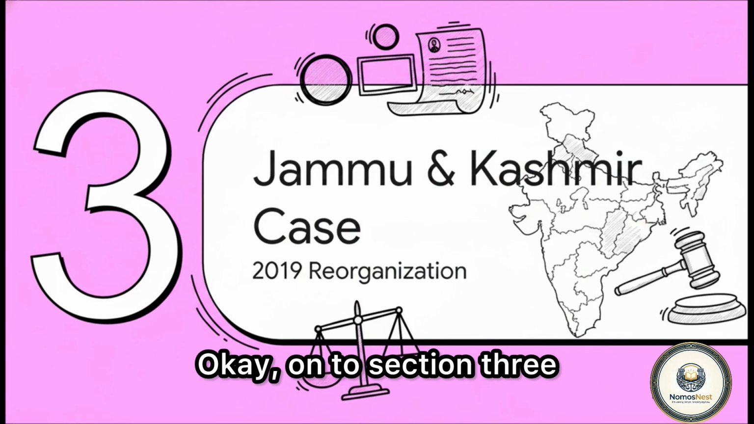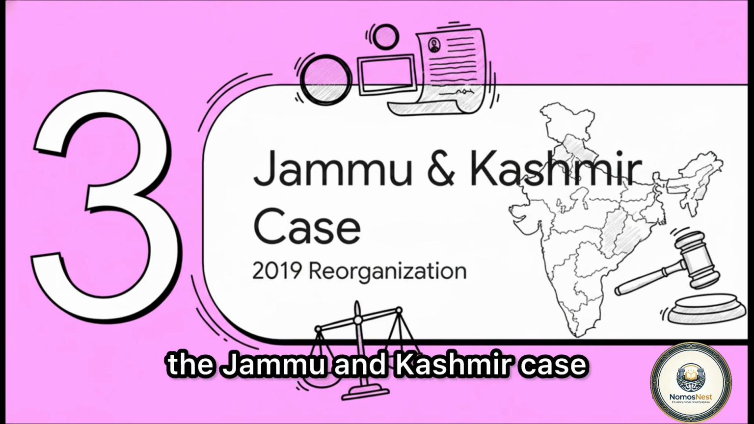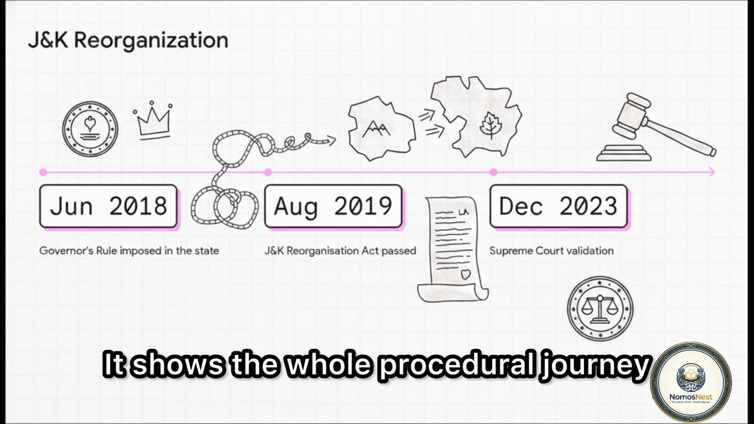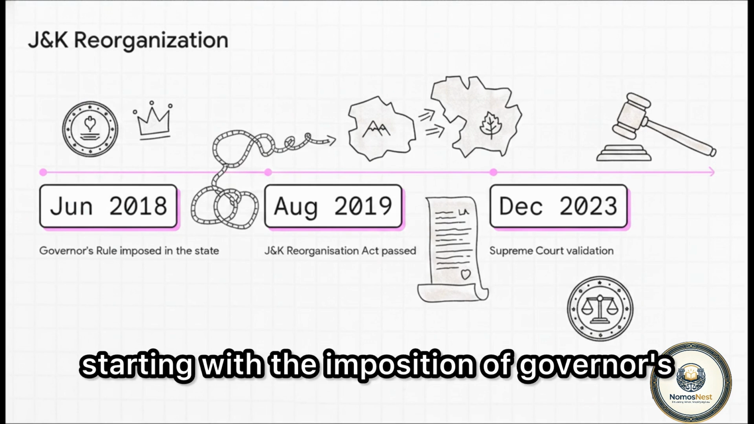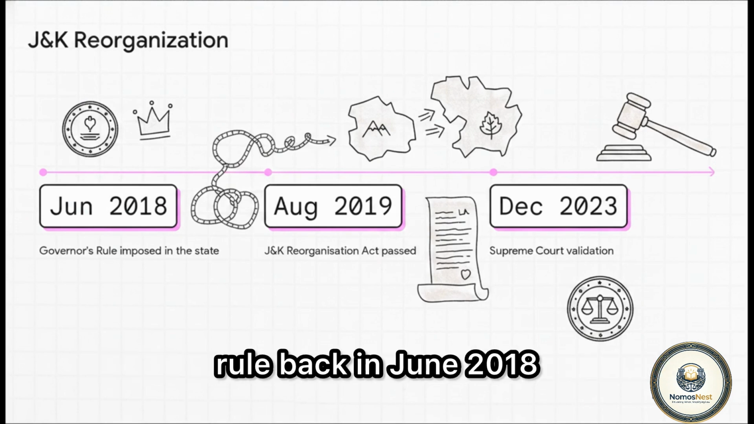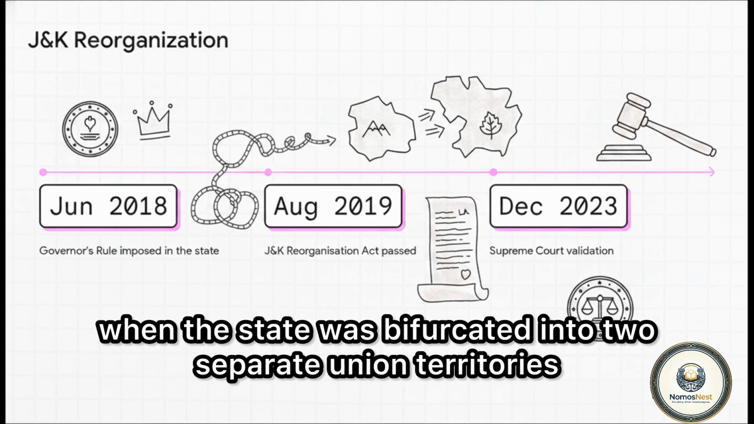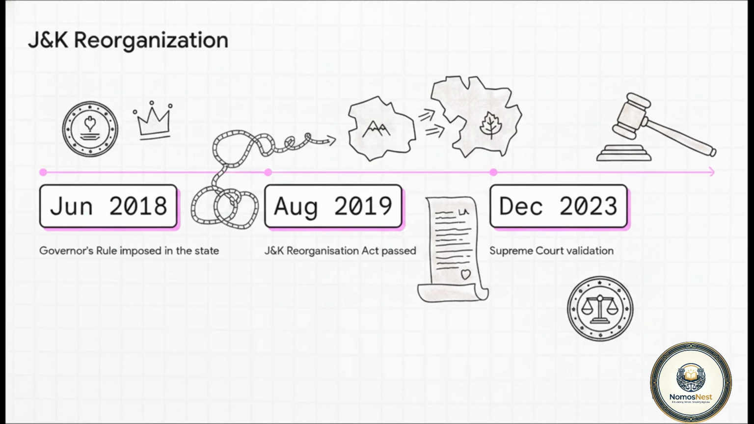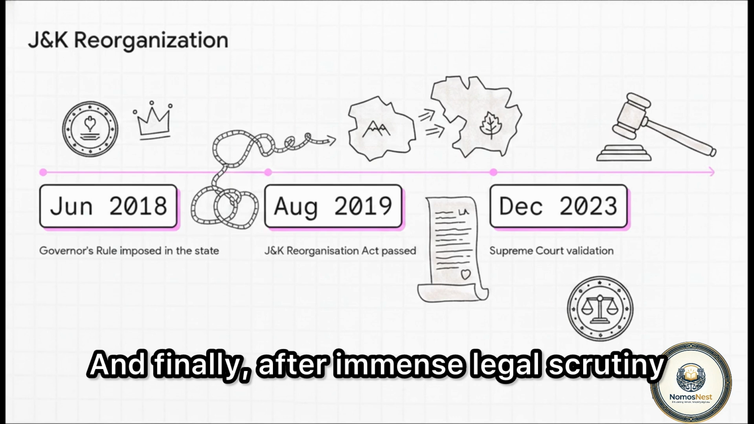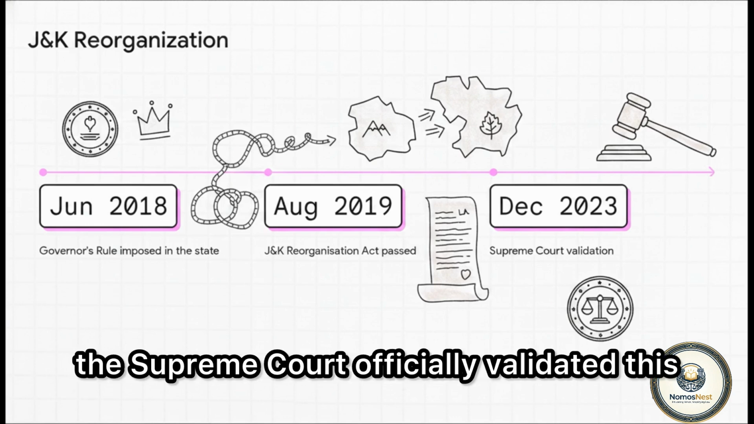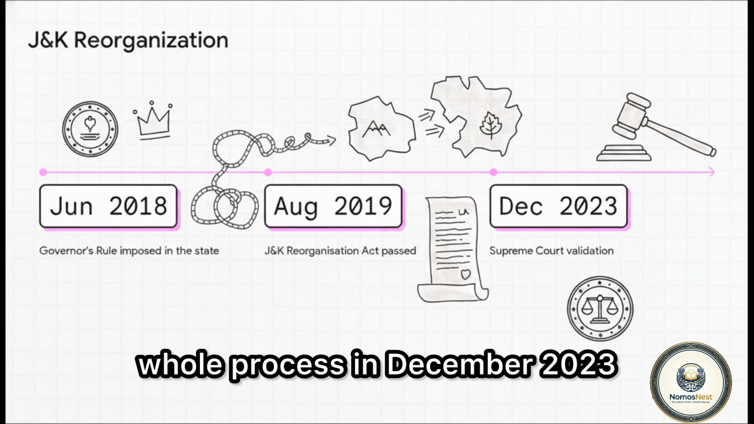Okay, on to Section 3, the Jammu and Kashmir case. Let's untangle the timeline here. It shows the whole procedural journey, starting with the imposition of governor's rule back in June 2018. Then, the monumental shift in August 2019 when the state was bifurcated into two separate union territories, Ladakh and Jammu and Kashmir, through the Reorganization Act. And finally, after immense legal scrutiny, the Supreme Court officially validated this whole process in December 2023.